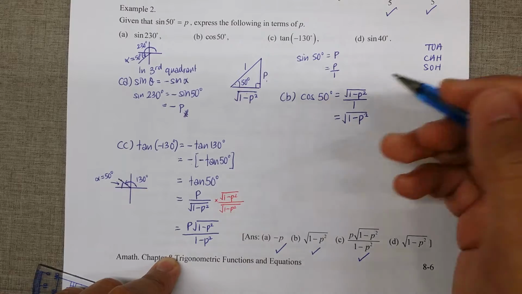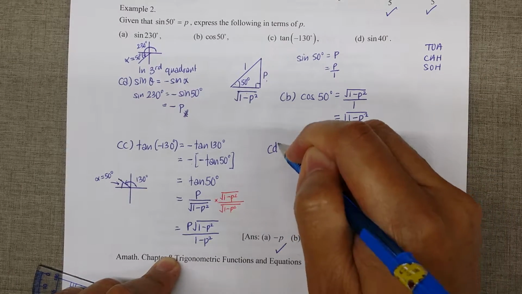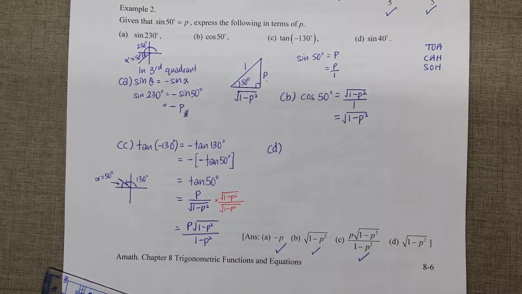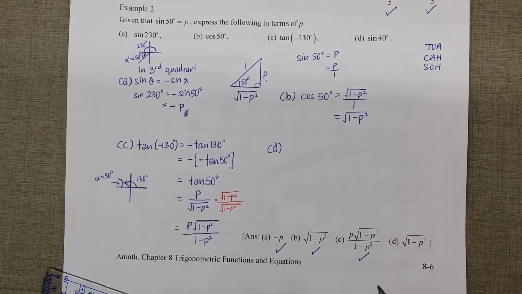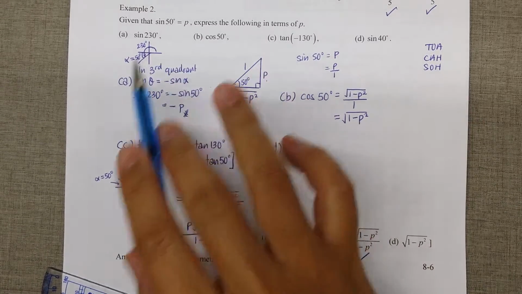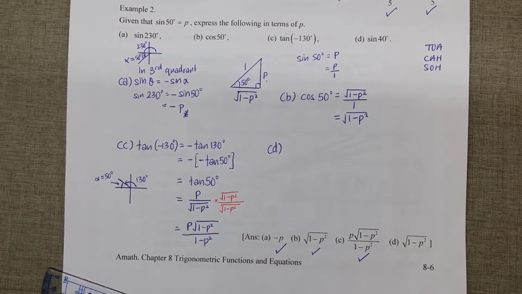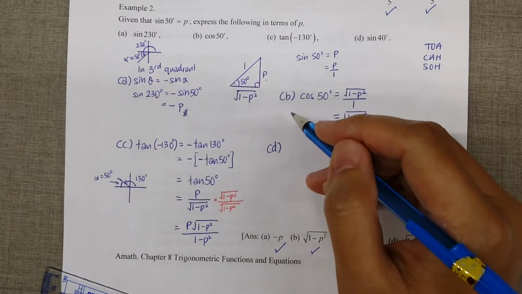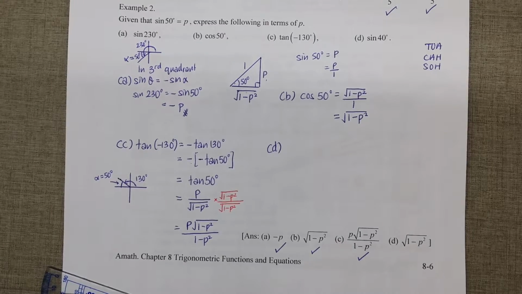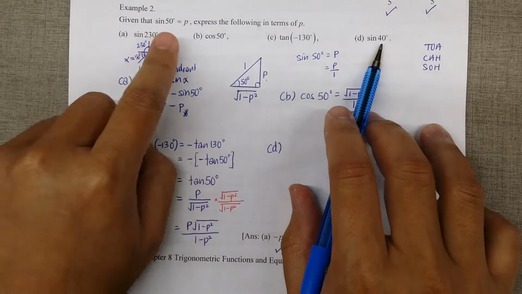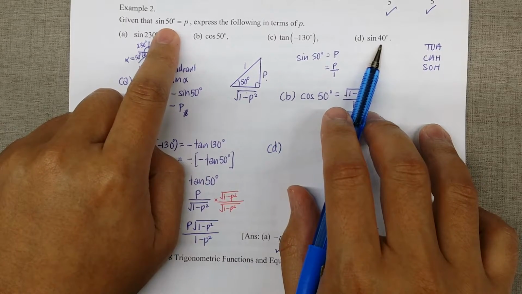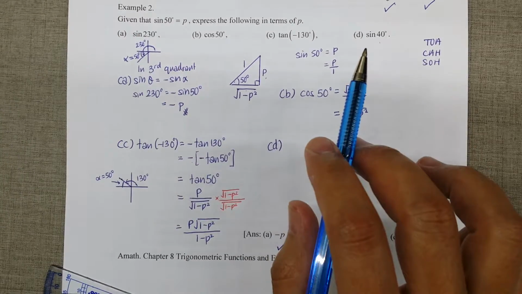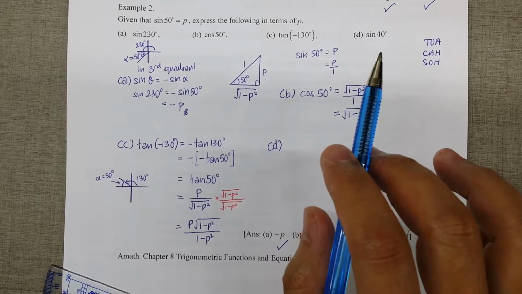Let's look at our last question, part D. Part D, sine 40. So what's the relationship between sine 40 and sine 50? Interesting. Can you think of complementary angles? Because 40 and 50 will give me 90. So let's take a look whether complementary angles will help.